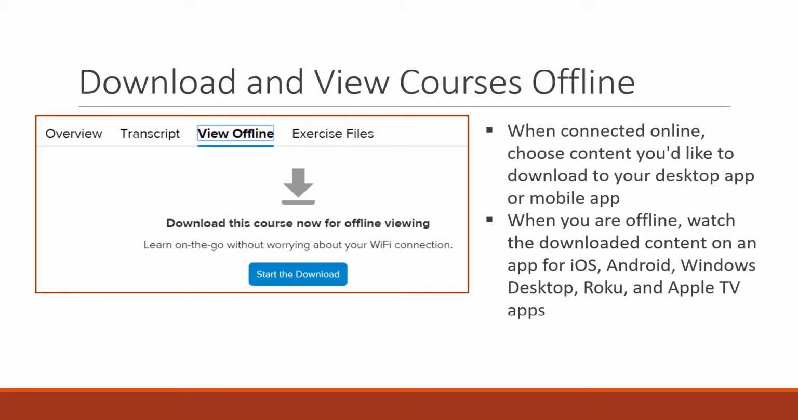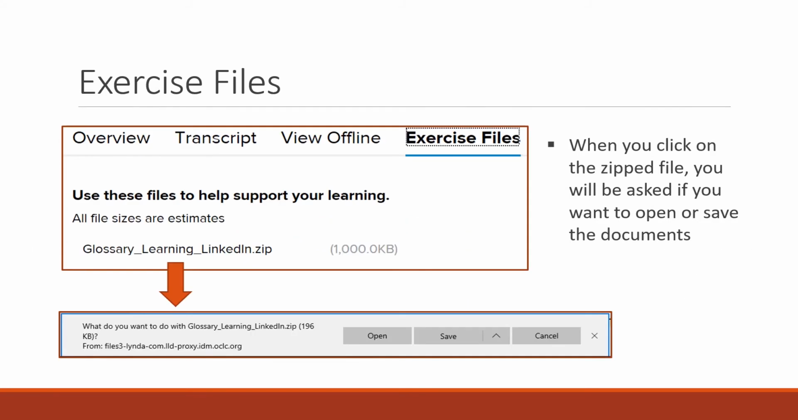When you are online, you will have the option to view a video offline by downloading it. You can watch it offline on an app, so it can be a desktop app or a mobile app. Some, but not all, videos offer exercise files. If they do, you will want to download these to your computer and use them as you're going through the video.